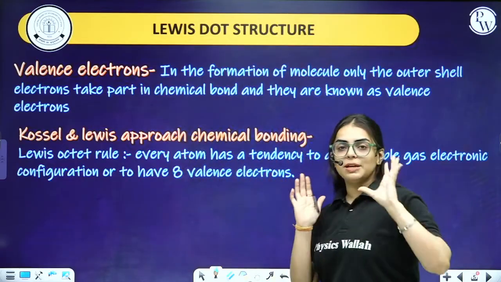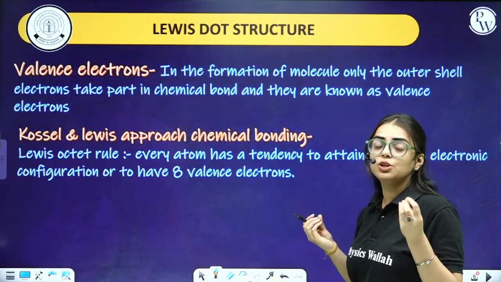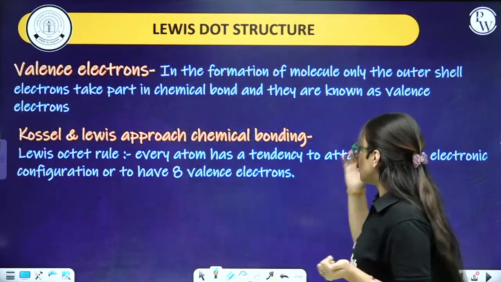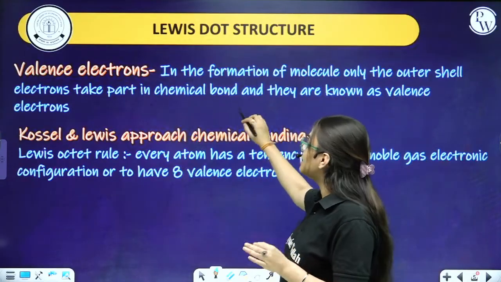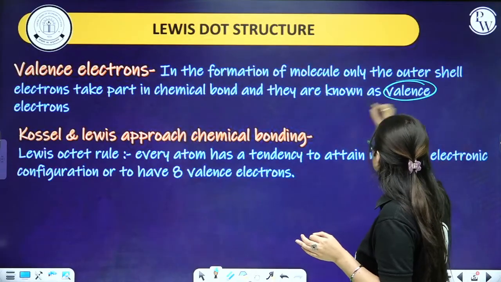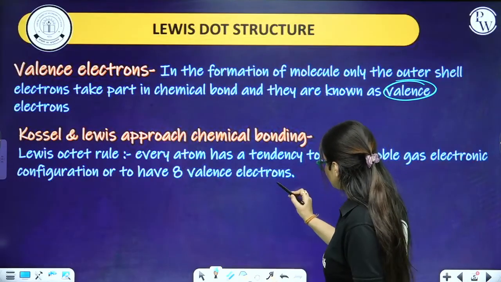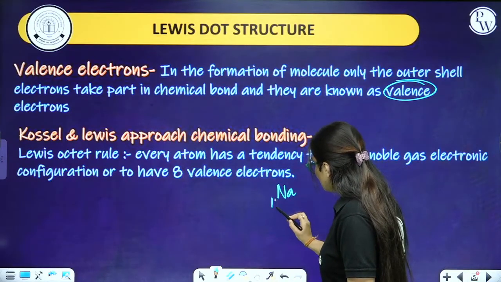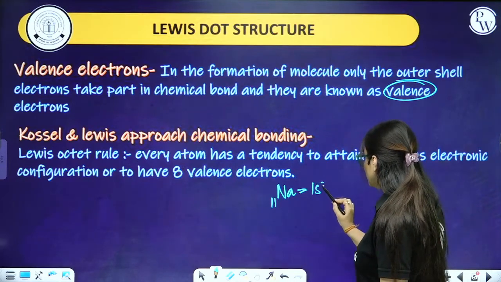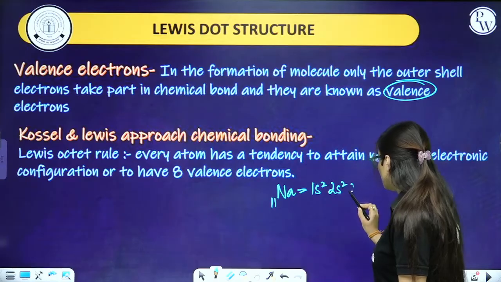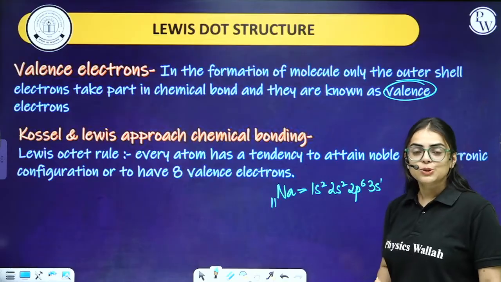So valence electrons basically are used in the formation of the covalent compounds, are used in the formation of bond. So see, in the formation of molecule, only the outer shell electrons take part in chemical bond, and they are known as valence electrons. Let us take a general example of sodium. Sodium has an atomic number 11. Now you very well know the electronic configuration. It is going to be, ma'am, 1s2, 2s2, 2p6, 3s1. Yes. So what is the outermost shell?